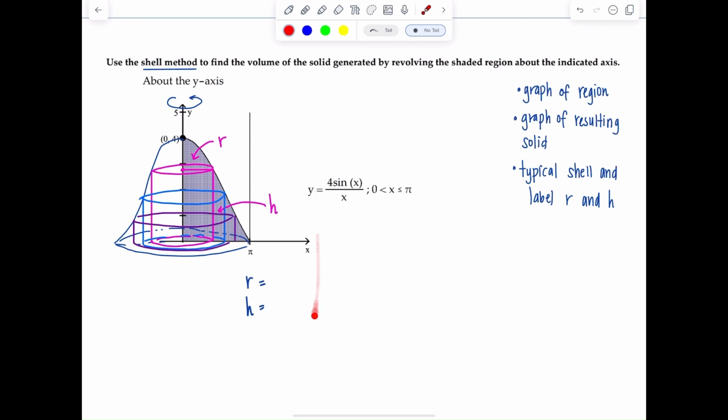Which way am I peeling? Look at the way I'm moving. It's in the x direction. So I'm going to integrate with respect to x. Let's write that down. Integrate with respect to x.